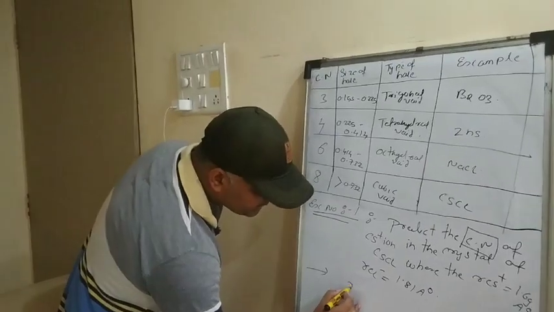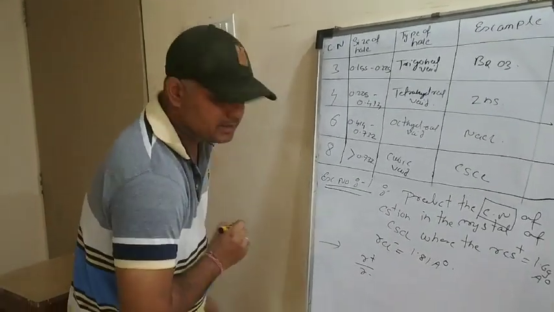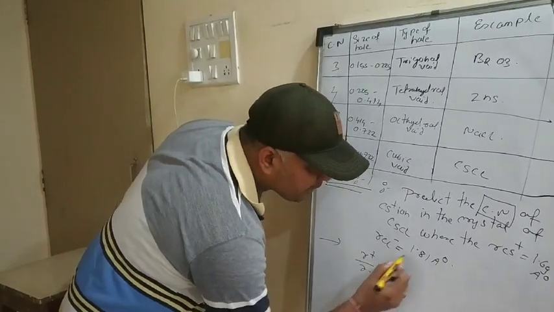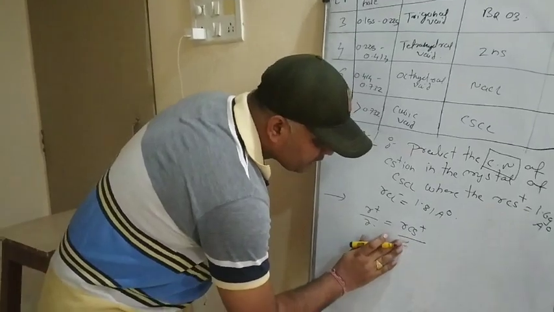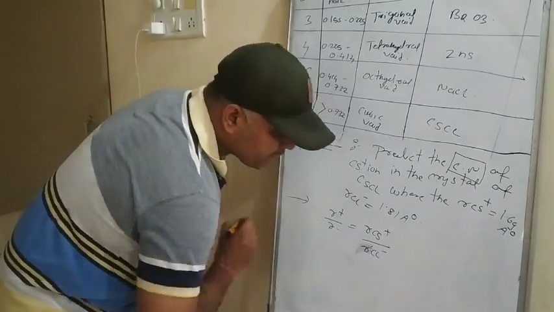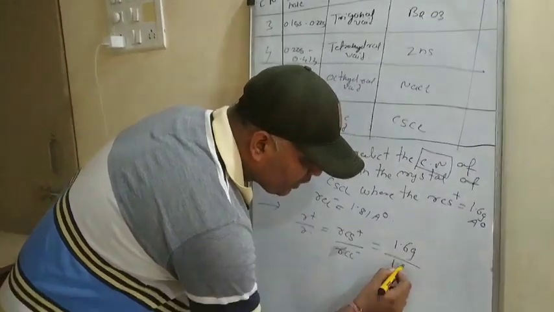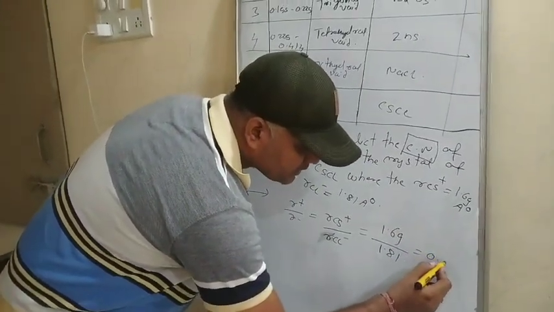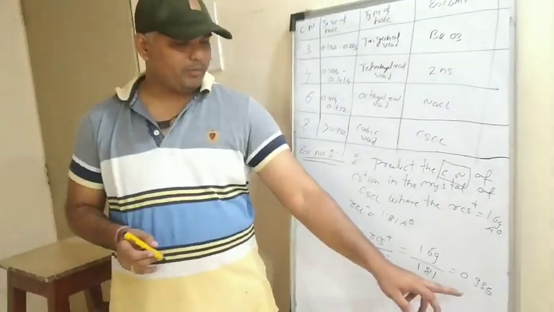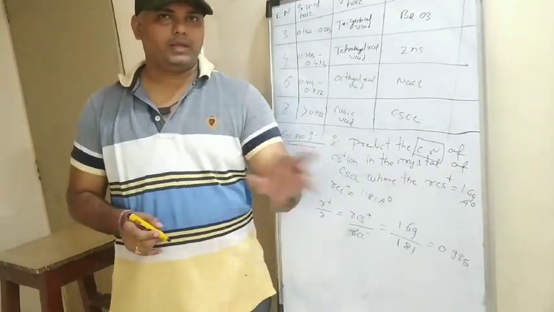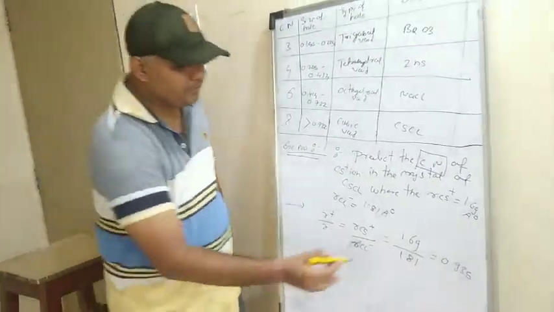The formula is r+ divided by r-. So what is the r+? Here r+ is nothing but r Cs+ divided by r Cl-, right? So what is the size? 1.69 divided by 1.81, the value will be 0.935, right? Are you understanding it? The value will be something like 0.935 or 0.937. So where does it fall now?